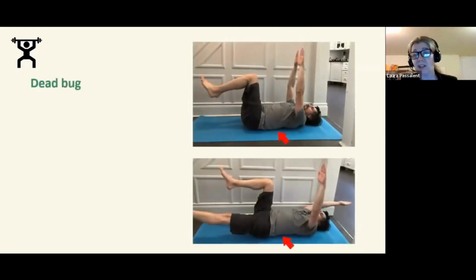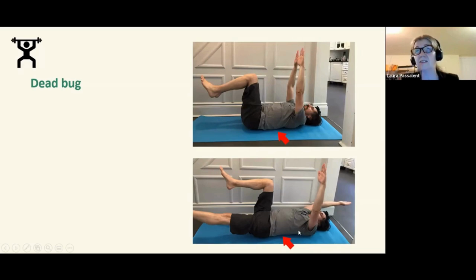Dead bug. Now this is sort of the opposite of bird dog. It's working the same thing, but from a different angle. Again, this is a really popular core strengthening exercise. You start in this position with your hands up towards the ceiling and knees at 90 degrees. And again, the aim here is to bring your opposite arm and leg parallel to the floor. But the key in this exercise is to really maintain your back flat against the floor.